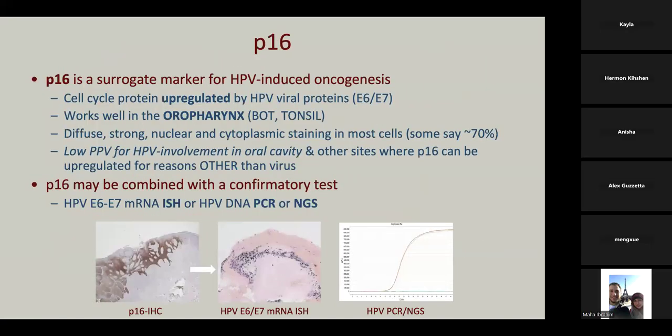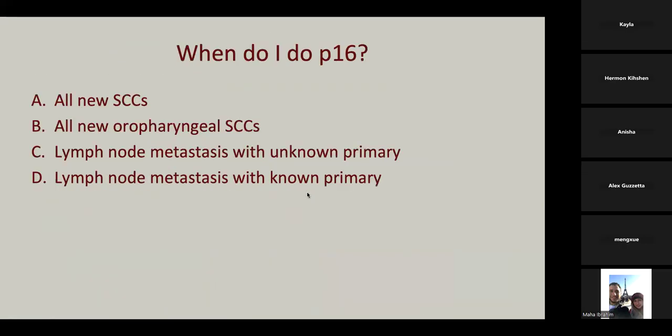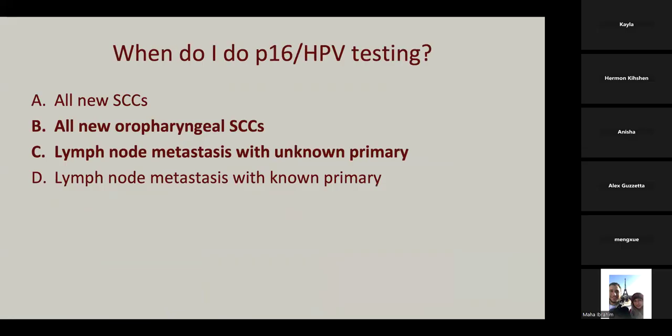We all know that P16 is a surrogate marker for HPV, in which case you need over 70% nuclear and cytoplasmic staining in your tumor cells in the oropharynx in order to be predictive of HPV. There's a low positive predictive value for HPV in other sites, so it is really not used in other anatomic sites. So we use P16 in which settings? All new oropharyngeal cancers and lymph node metastases of unknown primary.